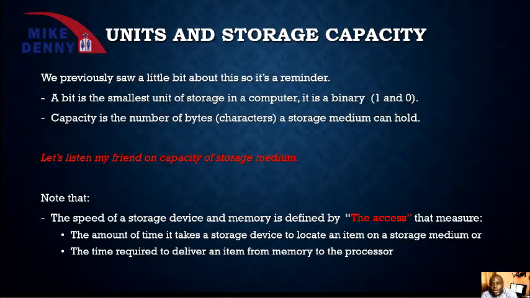Okay, unit and storage capacity. We previously saw a little bit about this, so this is just a reminder. A bit is the smallest unit of storage in a computer. It is binary, so made up of 1s and 0s. The capacity is the number of bytes, or characters, a storage medium can hold.